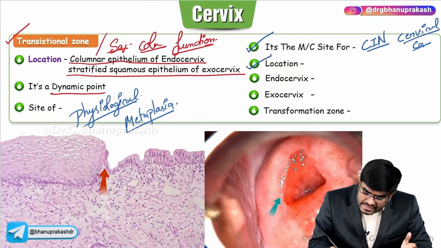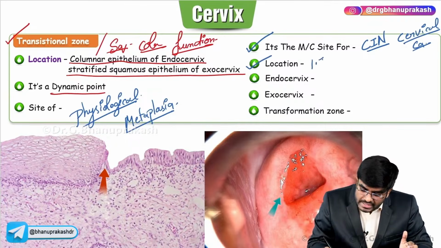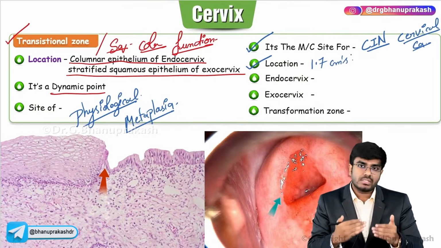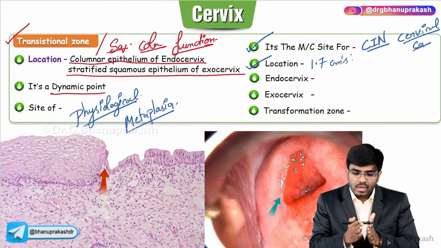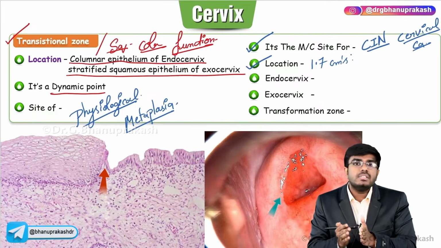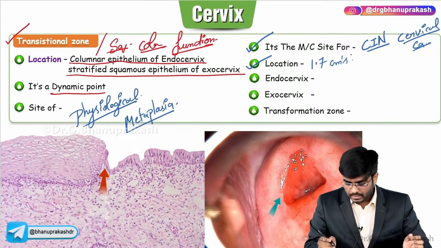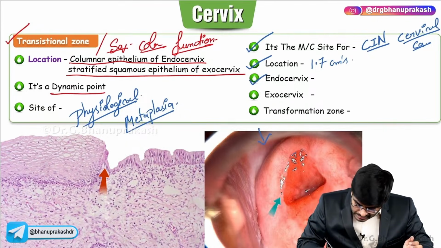After this, where exactly is this zone located? It is located 1.7 centimeters to 2.5 centimeters or 2.3 centimeters from the external os. So from the external os, it usually changes with time, but it is located 1.7 centimeters away.